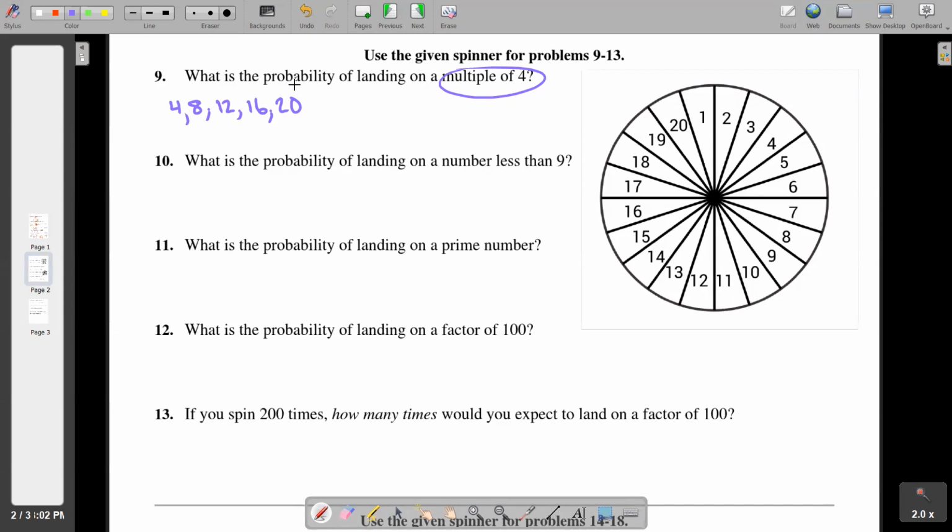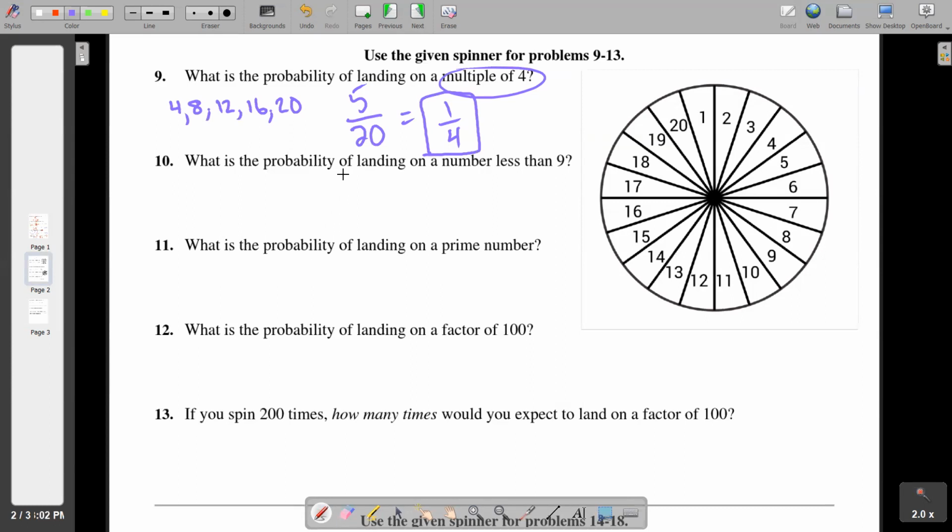So how many spaces are there on the spinner? How many things can happen if I flick that spinner? 20. How many of them are multiples of 4? And that is beautiful, no one could look at that and question, how did you get that? Then I reduce it down and my answer is 1/4.